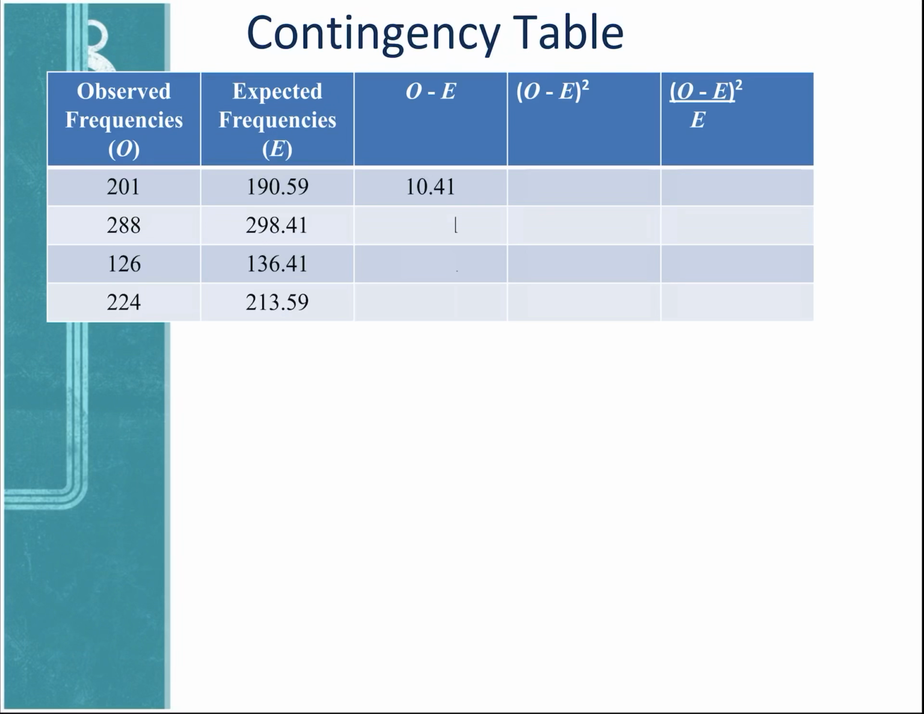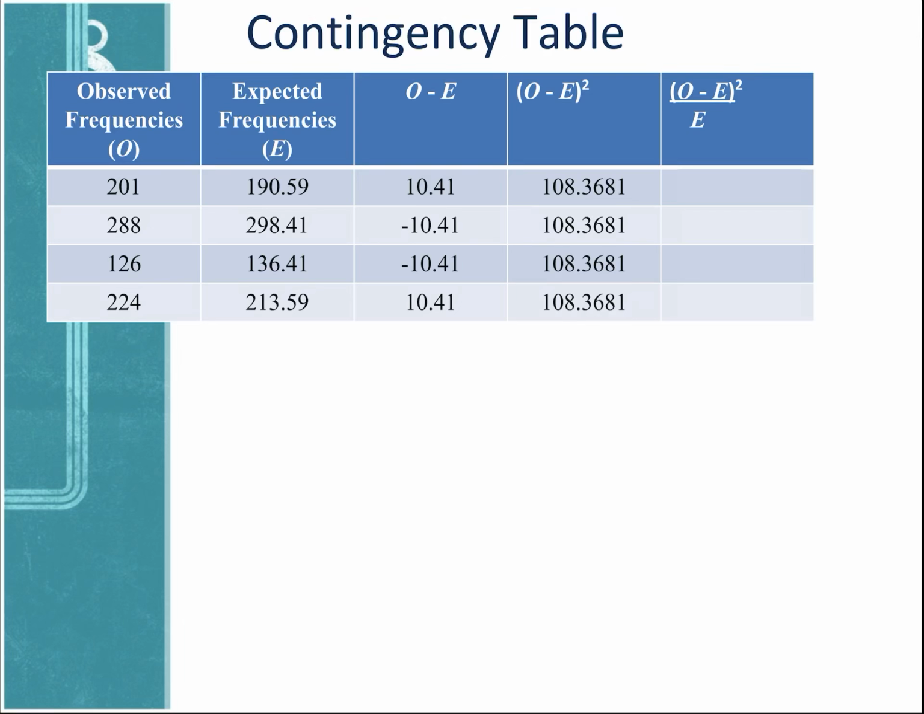Okay, so now we need to subtract the O minus the E for each cell. So 201 minus 190.59 gives us 10.41. And again, don't worry too much about sign, positive or negative. We're going to square that value anyway. What's interesting about this is we get negative 10.41 for 288 minus 298.41. We get negative 10.41 for the third row and positive 10.41 for the last row. That's just a coincidence.